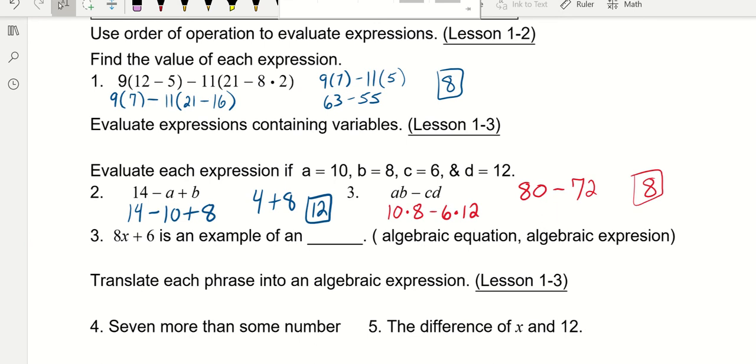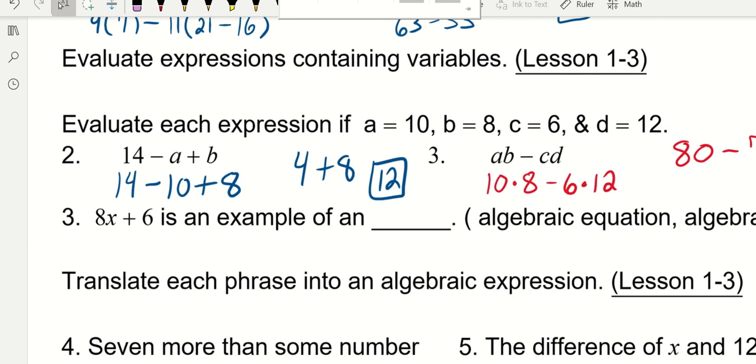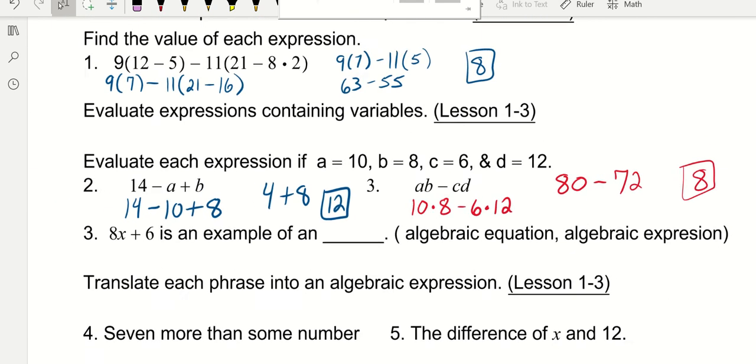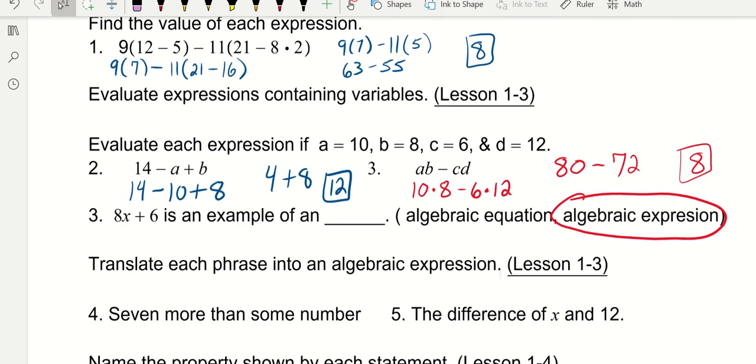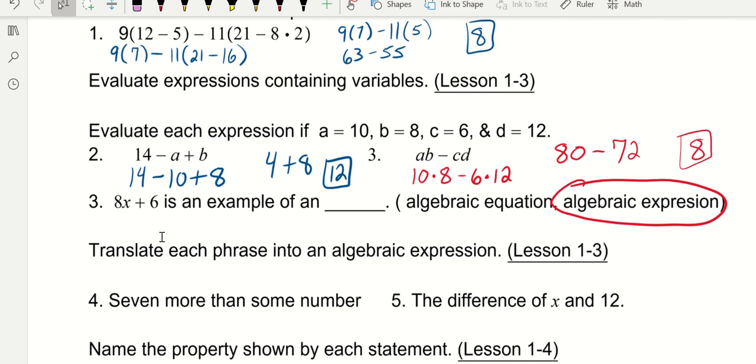Number 3, 8x plus 6 is an example of an algebraic equation or algebraic expression. All right, here's the dead giveaway. On an equation, we have an equal sign. Do you see an equal sign here? No. That is an algebraic expression. An algebraic expression contains at least one variable and some operations of some sort. So we have multiplication here and addition.